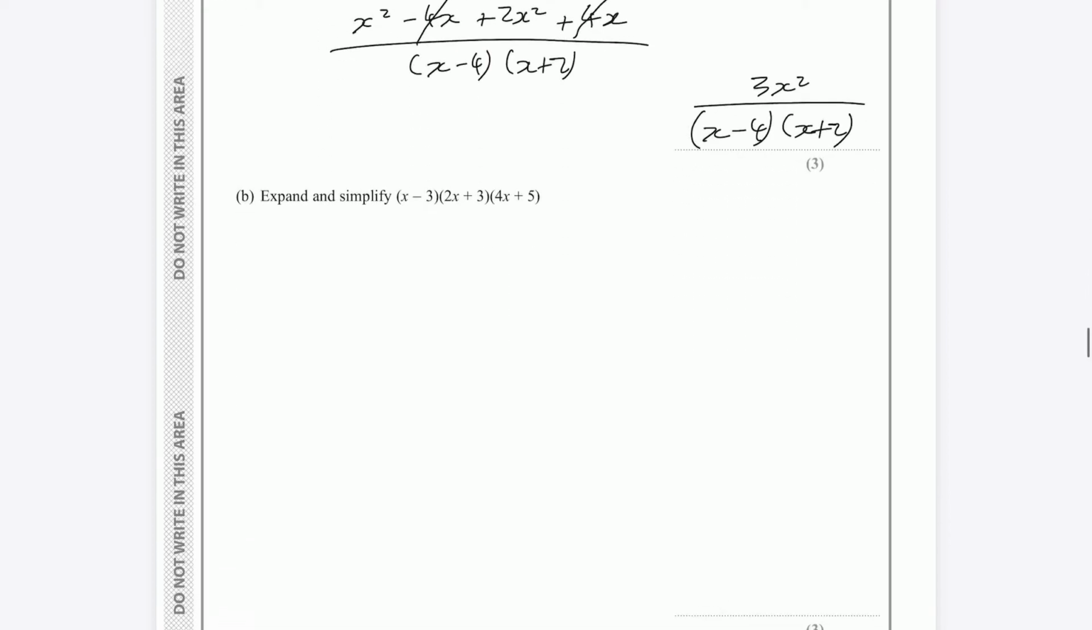So the next one is asking us to expand and simplify 3 sets of brackets. I like to work left to right with these, so just going to write that out.